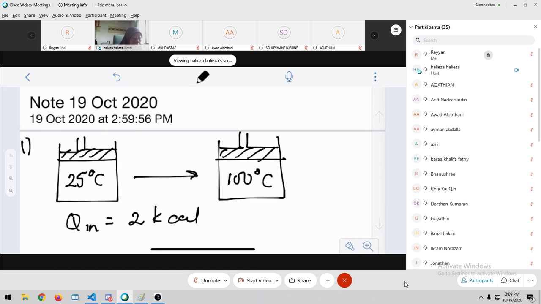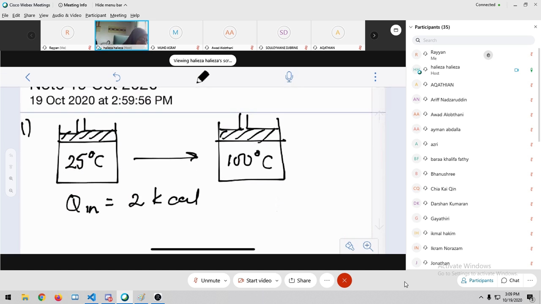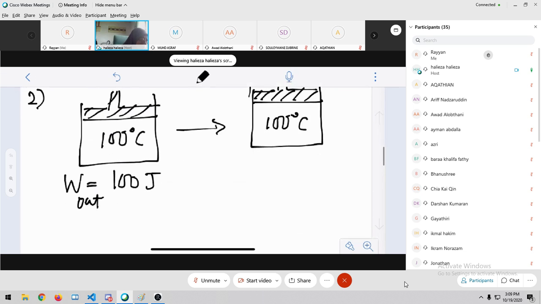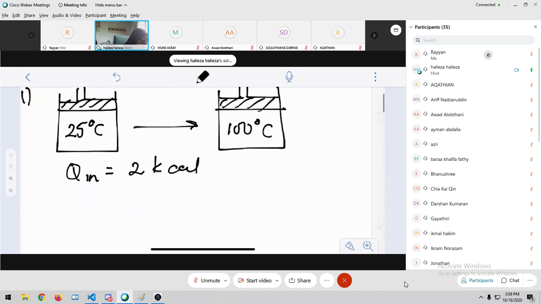Okay, now I have the first case. Just now you mentioned that in is positive, so this is positive. Let me write. I'm not going to write the positive sign because it's understood. For the second case, it is negative because Q is getting out, so that's negative. And let's write the system is a closed system.